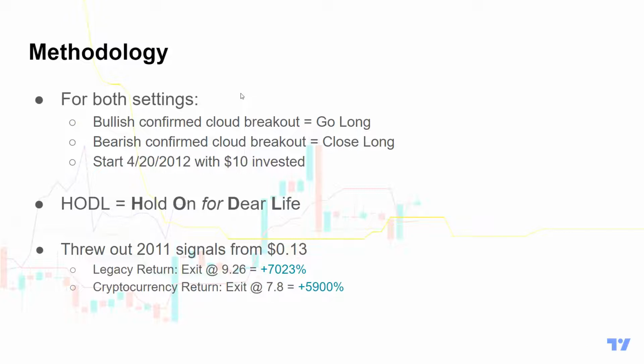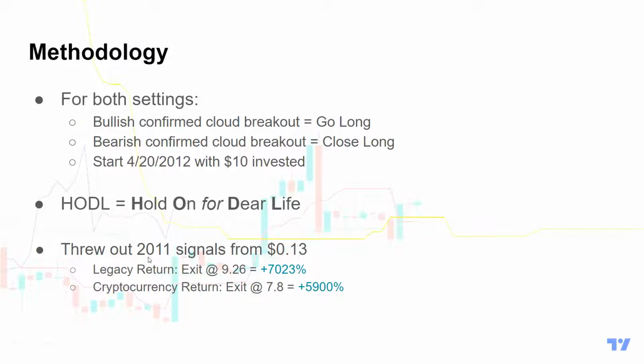So this is the methodology for the backtest. For both settings, I'm going to use the bullish confirmed cloud breakout to go long, and the bearish confirmed cloud breakout to close it. We're not going to take any shorts. And we're going to start a little late. We're going to assume that we got into Bitcoin late, only 2012, with just $10 invested. Now for the HODL, we're just going to buy $10 worth of Bitcoin on 4/20/2012.